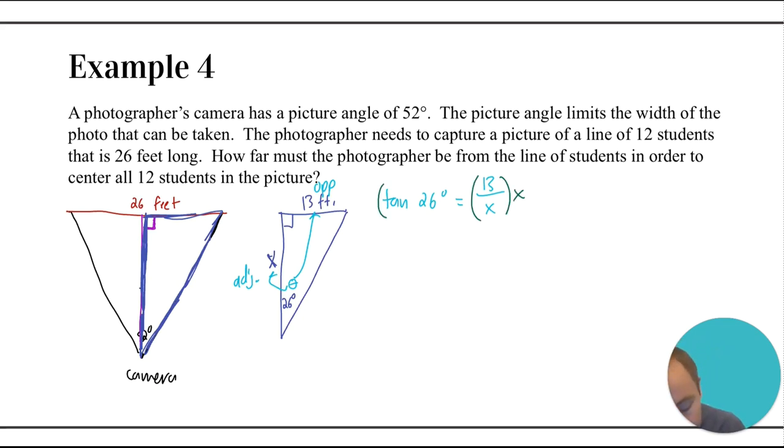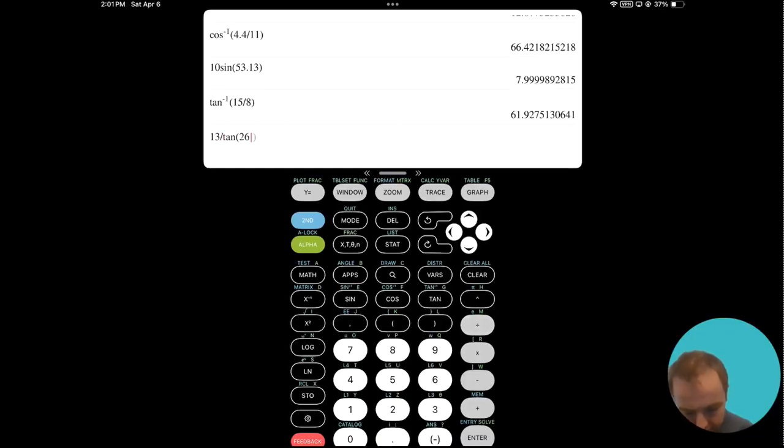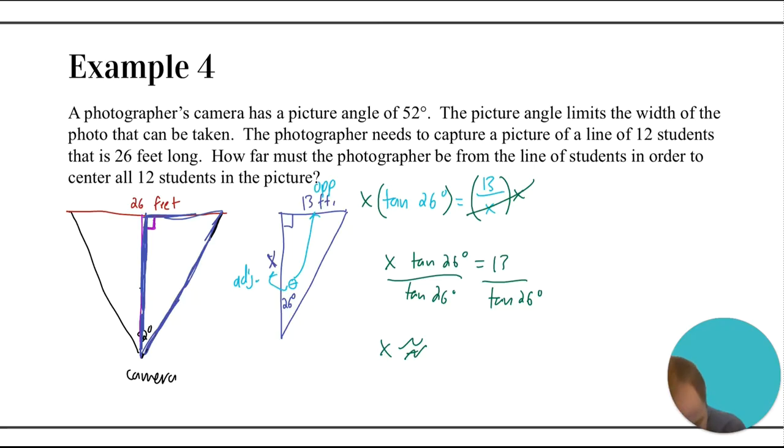So multiply by x on both sides, and then that means that x times tangent of 26 degrees is going to equal 13, because the x's cancel out right there. And then you can divide by tangent of 26 degrees, and then enter that into your calculator to get an approximation for how long that x distance would be. So 13 divided by tangent of 26 degrees gives us about 26.65. So therefore the photographer needs to be approximately that many feet away to be able to capture all the students in that camera image.